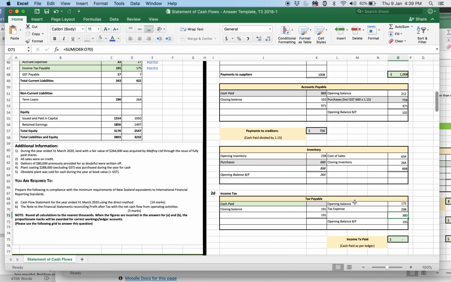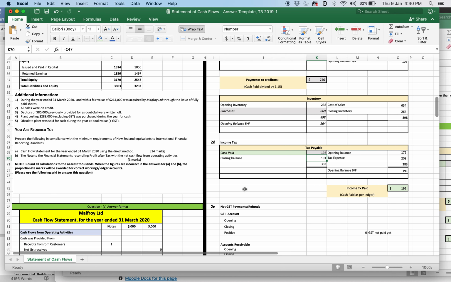Okay, so the opening balance was that. The current year's balance, so therefore the total amount of tax would be 383. Okay, my closing balance only is 191 though. So obviously I've paid some tax. The amount of tax I've paid is that. Okay, that now balances. See the balance carried forward is the closing balance, it's correct. So I've paid 192,000 in tax. Okay, so that's another one ticked off.